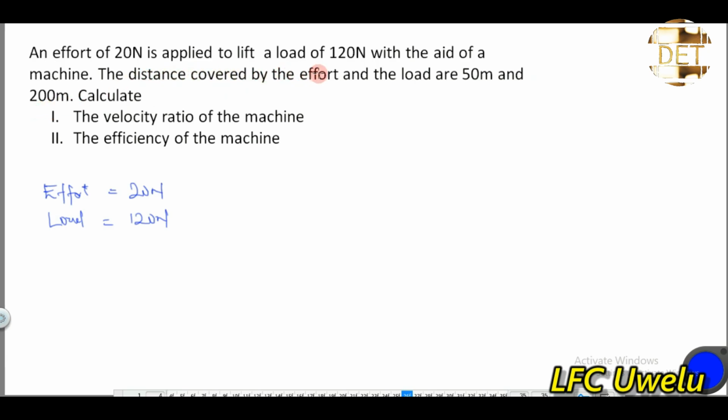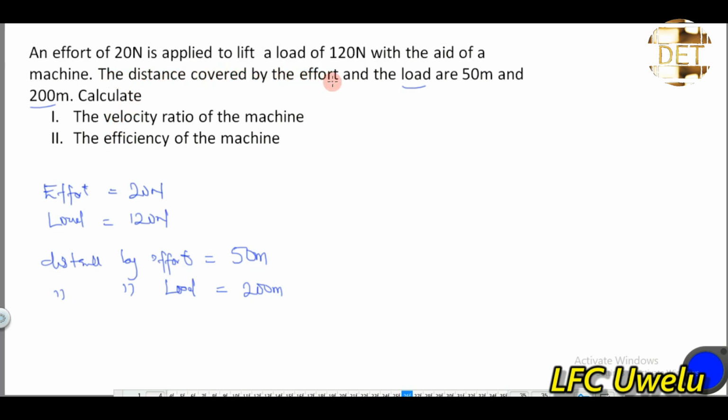So the distance covered by the effort is equal to 50 meters. And the distance covered by the load is equal to 200 meters.